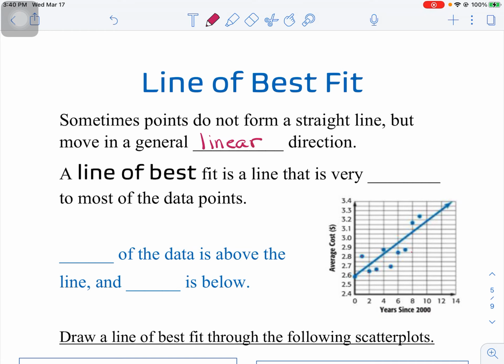So we can use the line of best fit. It's a line that is very close. It doesn't necessarily have to go through every point, and it probably won't. It's very close to most of the data points.